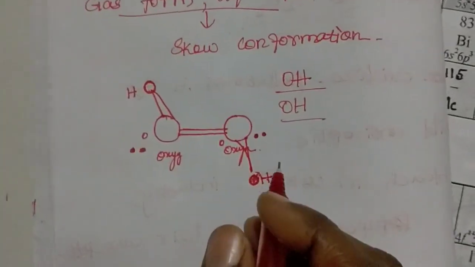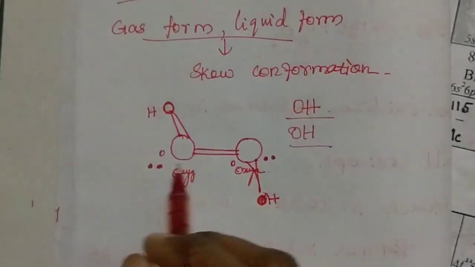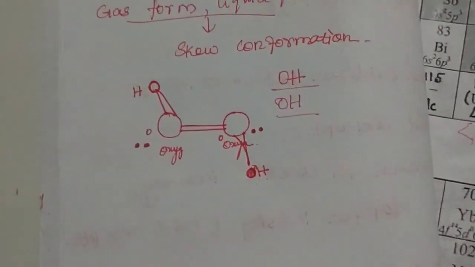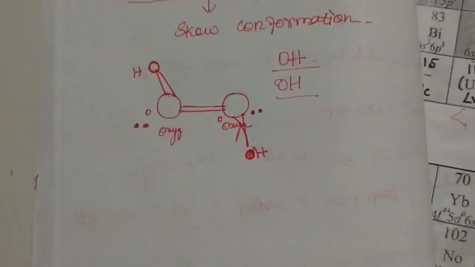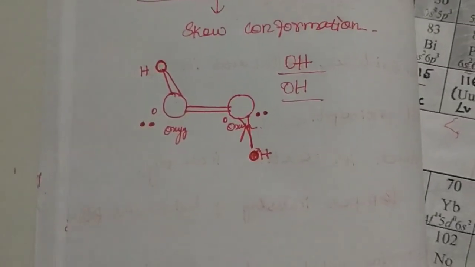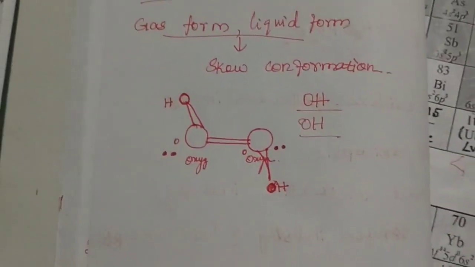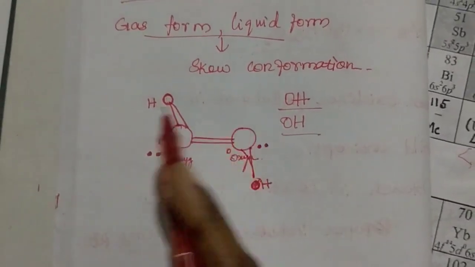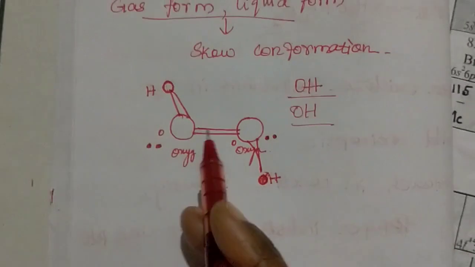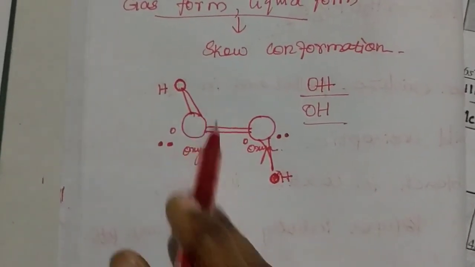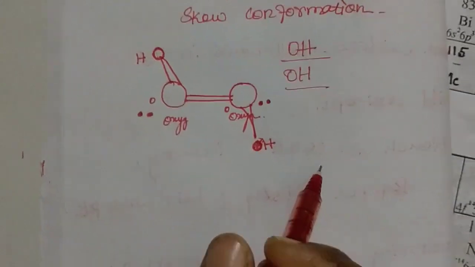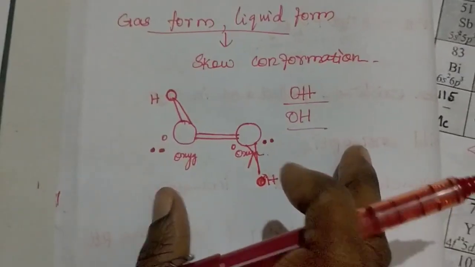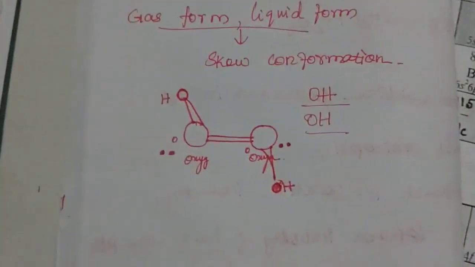Each oxygen contains two lone pairs of electrons. Because of the presence of these lone pairs and the OH bonds in hydrogen peroxide, a repulsive interaction is going on. Because of this repulsive interaction of one hydroxyl group with the other hydroxyl group, it shows a skew conformation in gaseous form and in the liquid form.